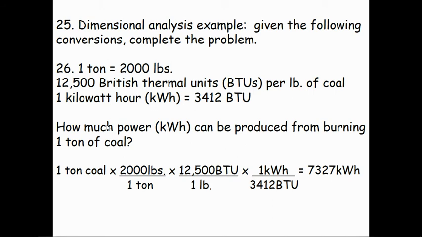All right, so you have to use the pound and ton conversion factor to get rid of tons of coal. And then you have to use the 12,500 BTUs for 1 pound of coal to get rid of the pounds. And then, of course, to get to what you want, your kilowatt hours, you have to use that conversion factor of 3412 BTUs per kilowatt hour. All the units cancel out, and you are left with kilowatt hours, 7327. And if you got that right, give yourself a nice pat on the back.